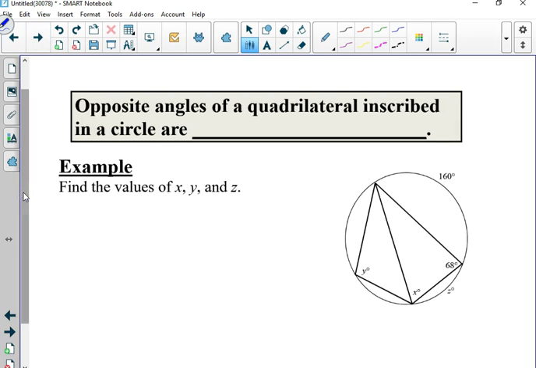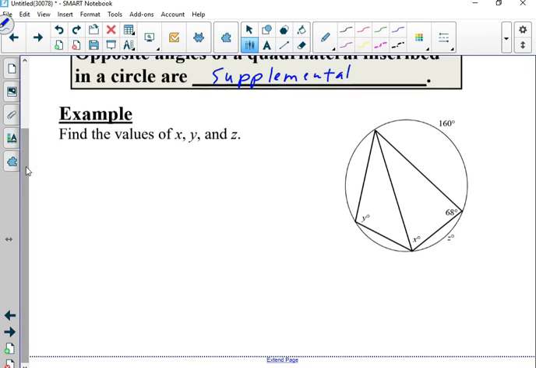Okay, opposite angles of a quadrilateral inscribed in a circle are supplemental. All right, so opposite angles in quadrilateral. That means this angle and this angle are opposite of each other. Okay, like so. So since opposite angles are supplemental, y is going to be equal to 180 minus the 68, which means y is 112 degrees.